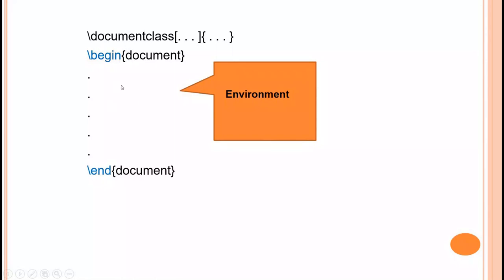Within the begin and end document lines, you place the content. And the document class will explain what type of document you want to create, like you want to write an article, a letter, or you have to follow some particular format of a journal. All these things can be defined in these particular brackets. So it is the simple layout of LaTeX.